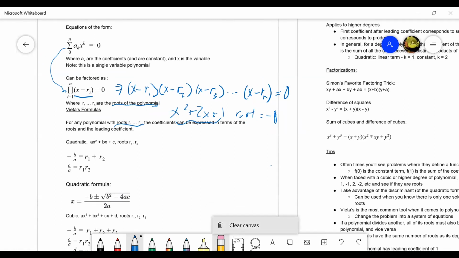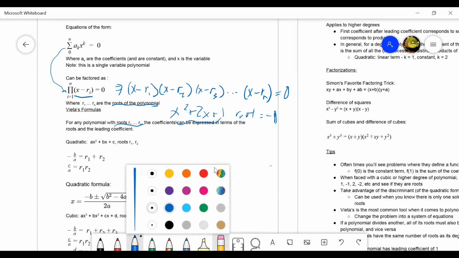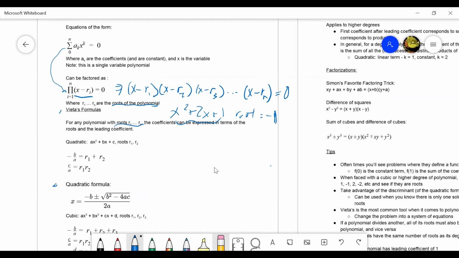The two most important formulas for polynomials are the Vieta's formulas and the quadratic formula. Most likely you'll have learned the quadratic formula in school, so you should already be quite familiar with it.